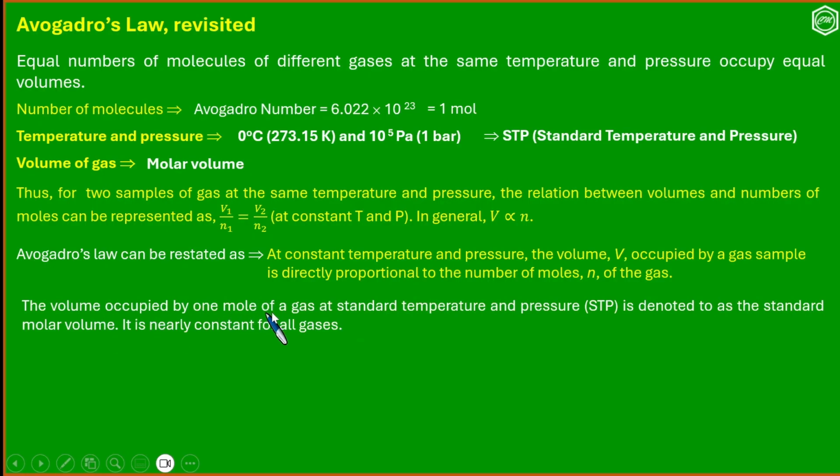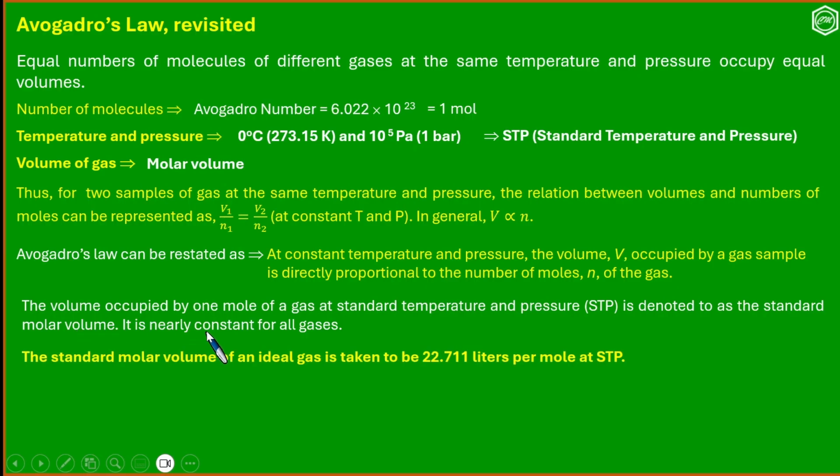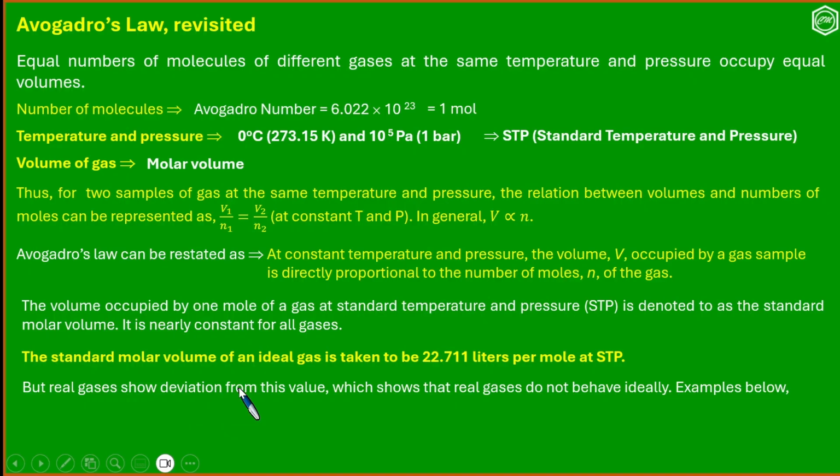The volume occupied by 1 mole of a gas at standard temperature and pressure, STP, is referred to as the standard molar volume. It is nearly constant for all gases. The standard volume of an ideal gas is taken to be 22.711 liters per mole at STP. An ideal gas is one which obeys the gas laws. But real gases show deviation from this value, which shows that real gases do not behave ideally.